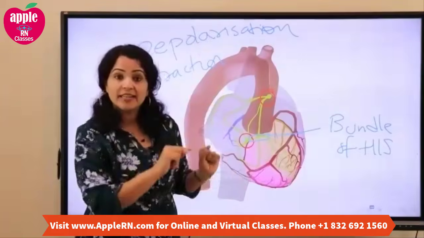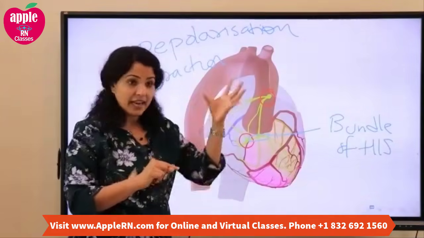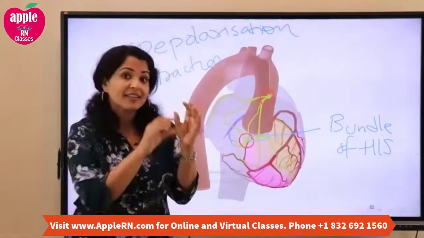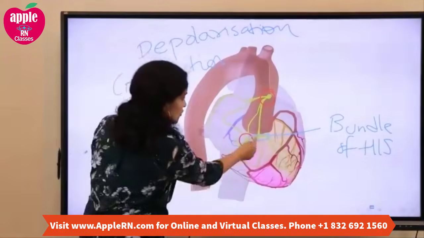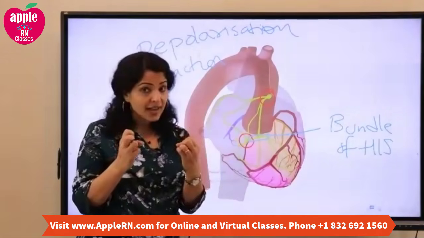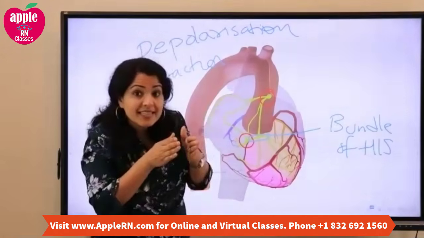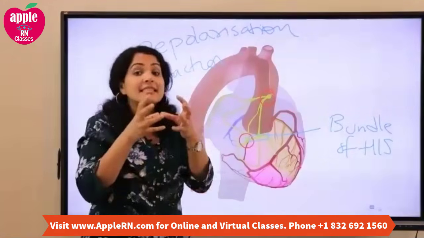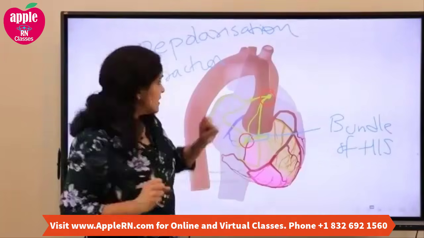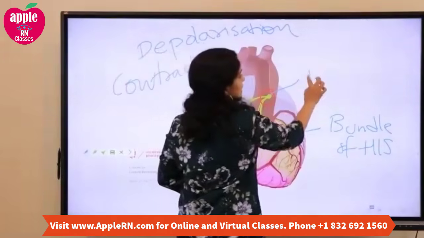Now, when the AV node receives that impulse, first it will start contracting the bundle of His because that's so close. Right? That's a thick bundle so close. So the AV node is going to send the signal to the bundle of His, and the septum is going to contract. Okay. So when this happens, you get a P wave.